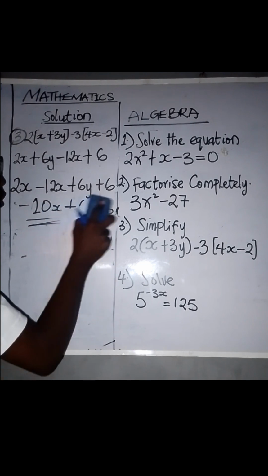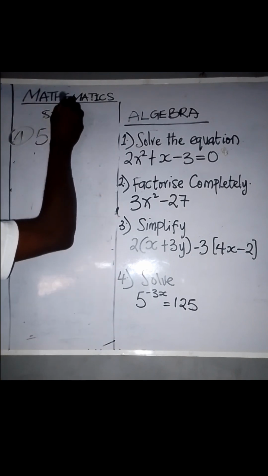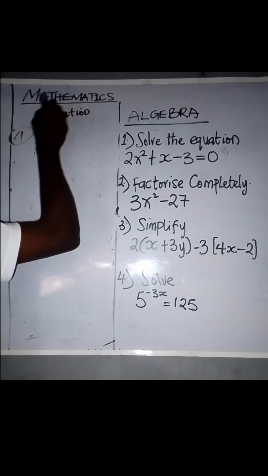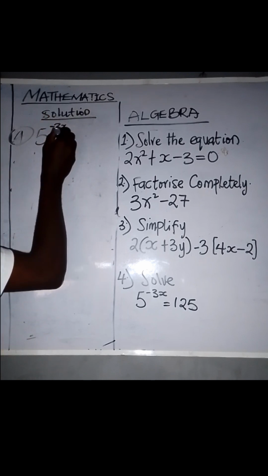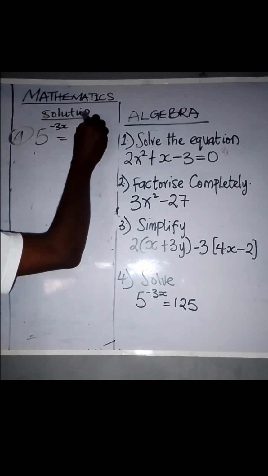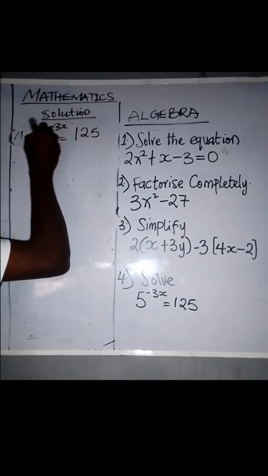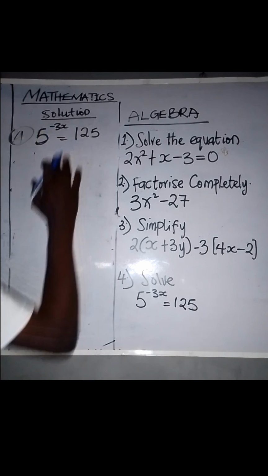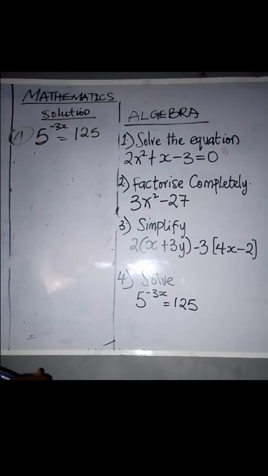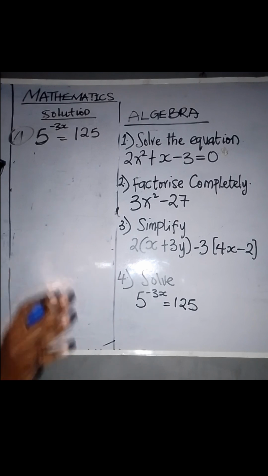So go to question number 4 solution. 5 raised to the power minus 3x equal to 125. Good. Now they ask me to solve this. The first thing I have to look at is that this has a power of minus 3x, and this is just 125. I have to make their bases the same.